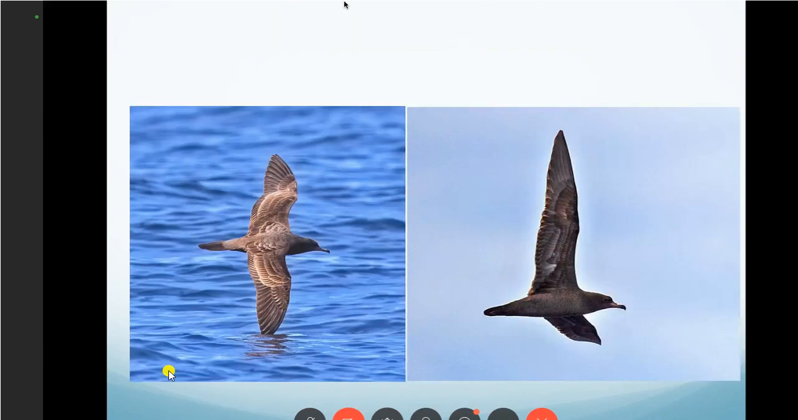Now look at this wedge-tailed shearwater. The first thing you will observe is how agile it is. It can fly so close to the water. And look at these long, long wings. These are a few things about the way they are made, and that is why they can be in the air for so many hours.